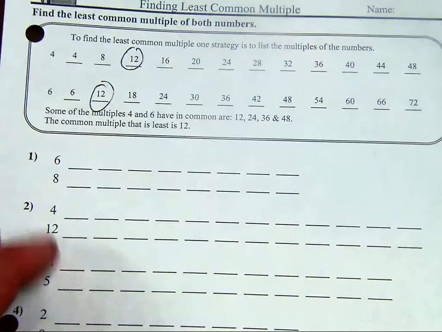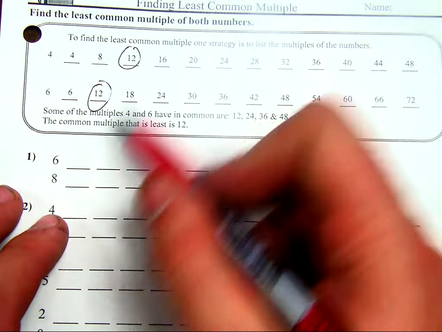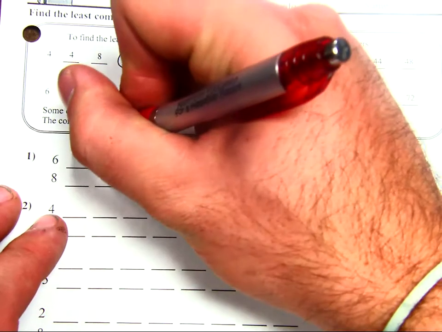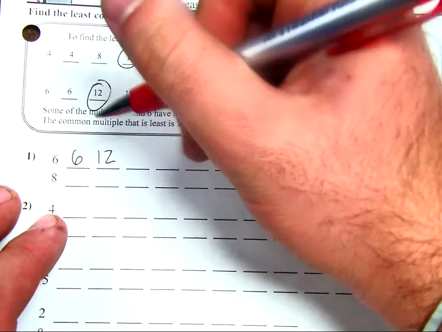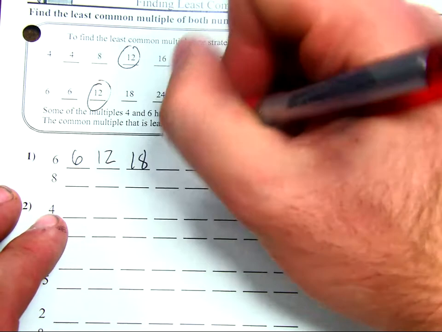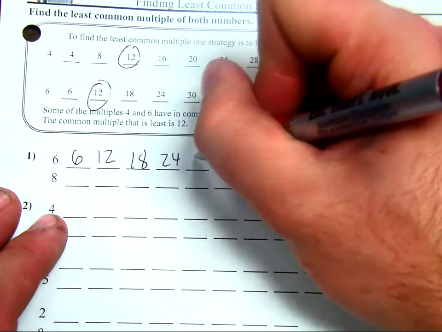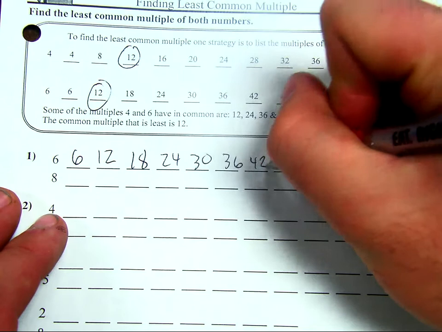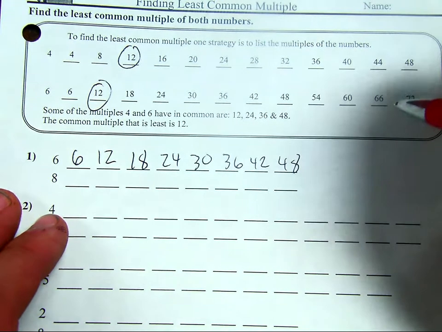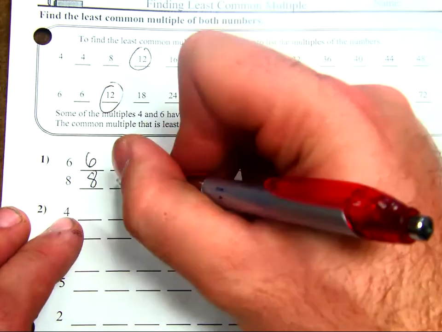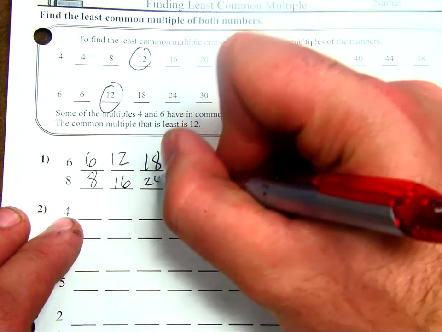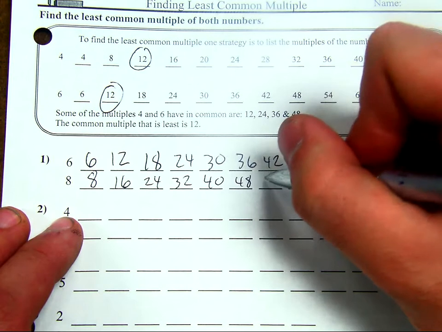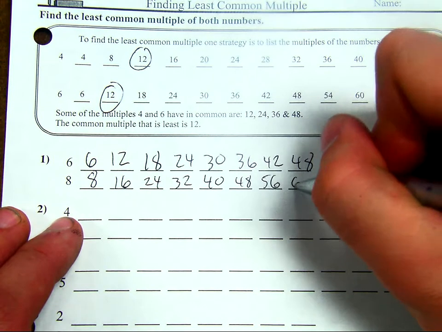Let's do an example. 6 and 8. To find the least common multiple, we do the multiples of 6. So 6 times 1 is 6, times 2 will be 12, 6 times 3 is 18, 6 times 4 is 24, 6 times 5 is 30, 6 times 6 is 36, 6 times 7 is 42, 6 times 8 is 48. Now for 8, 8 times 1 is 8, times 2 is 16, times 3 is 24, then 32, then 40, 48, 56, and 64.